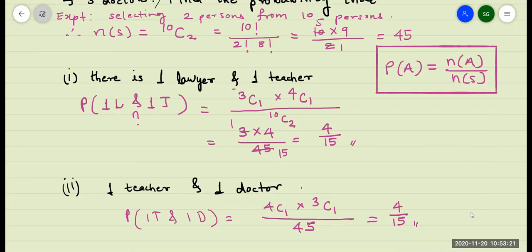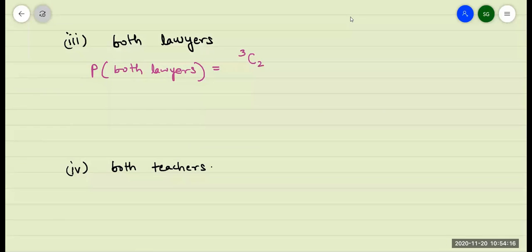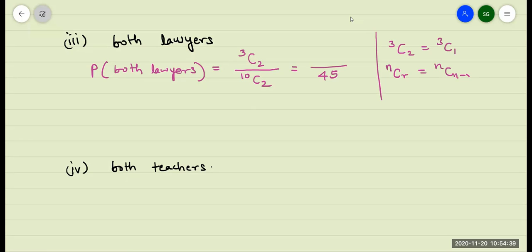Has everyone got it? There are 3 lawyers, from the three, 2 are selected, and denominator is 10C2. So I know the denominator is 45. Now this 3C2 you can calculate in the rough work. Actually no need of calculation. 3C2 and 3C1 are same. Why? I have this formula. NCR and NCN minus R are same. Therefore 3C2 and 3C1 are same, and which is equal to 3. So you actually don't need the C formula, it comes directly from here. So the answer is 1/50.